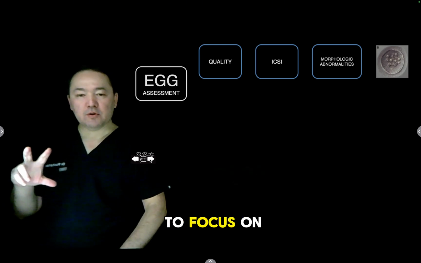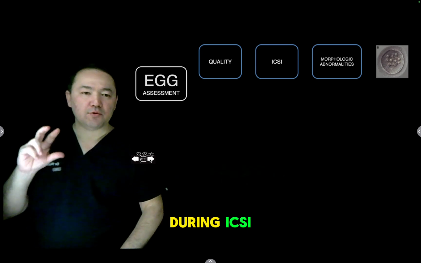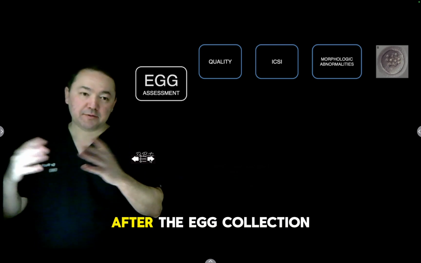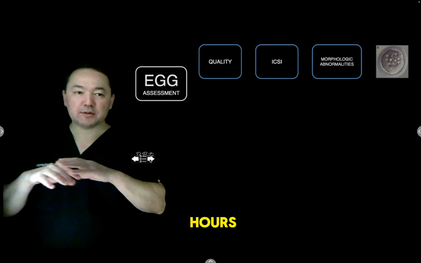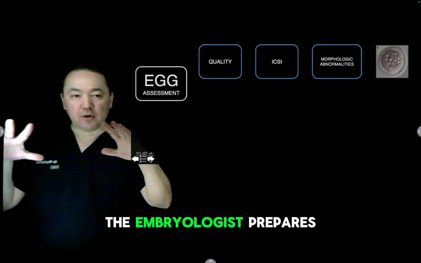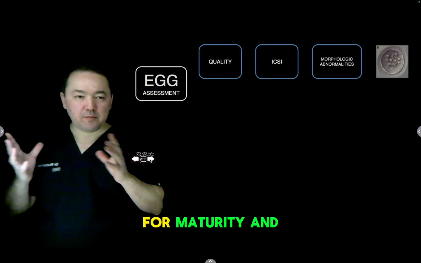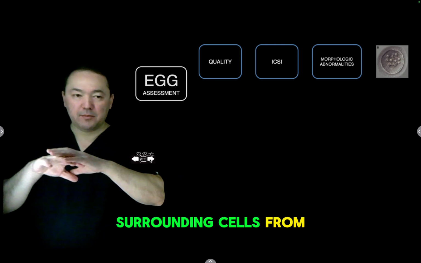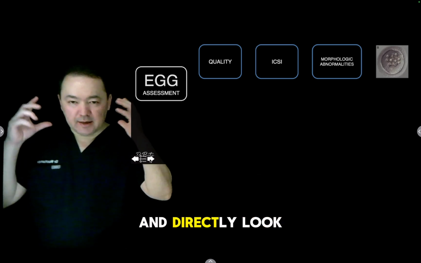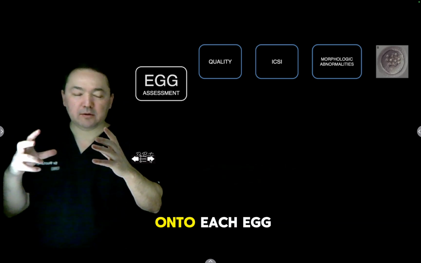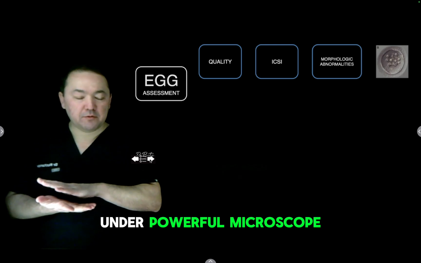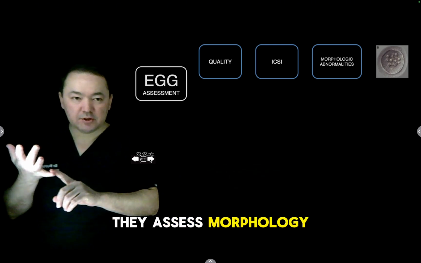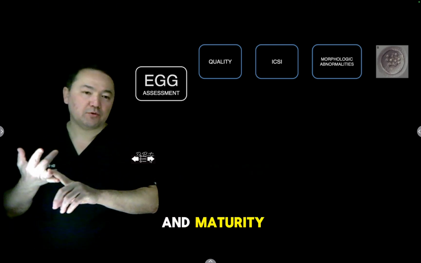Here we are going to focus on the assessment of quality of eggs during ICSI. Like we said, in ICSI, after the egg collection, within a couple of hours, the embryologist prepares your eggs for assessment of maturity and quality. They remove the surrounding cells from around the eggs and directly look at each egg under a powerful microscope. They assess morphology and maturity.